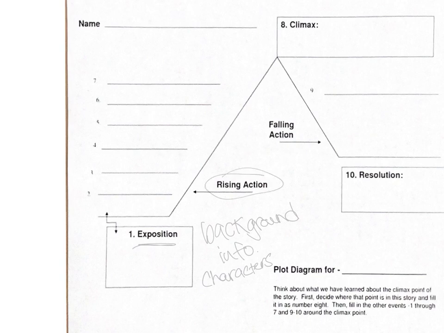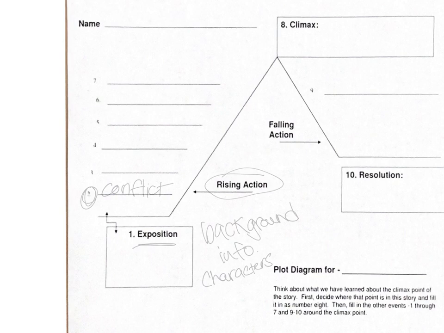Now, one thing that this plot diagram on here doesn't include is the inciting incident or the conflict of the story. So for number 2 right here, go ahead and put the conflict of the story. And since I left it off the sheet, I'll go ahead and explain it. Our conflict is when the king decides to throw the princess's lover in prison and make him go to the arena. So that's our conflict.